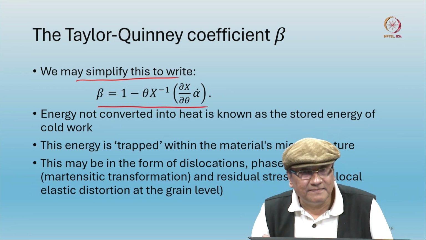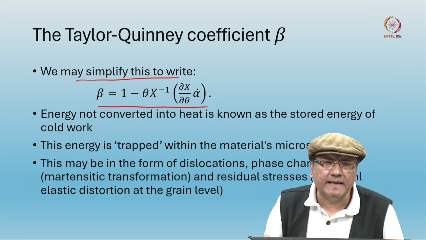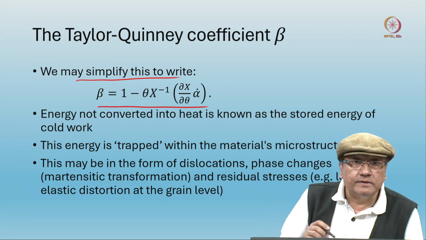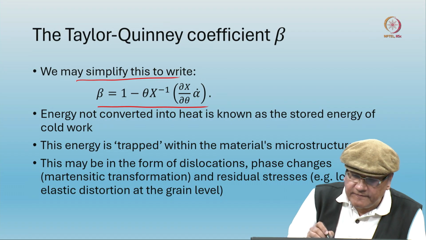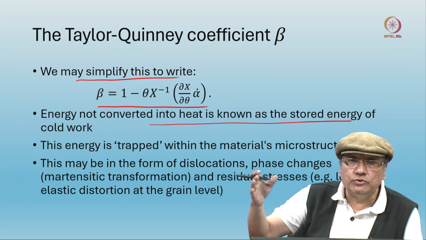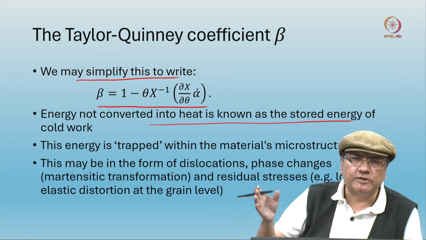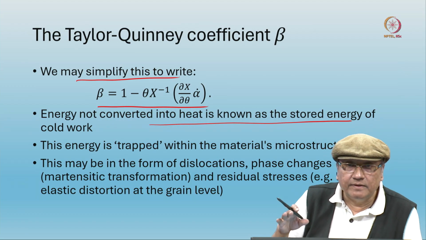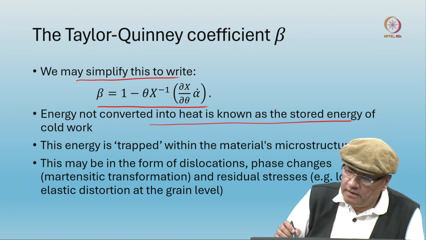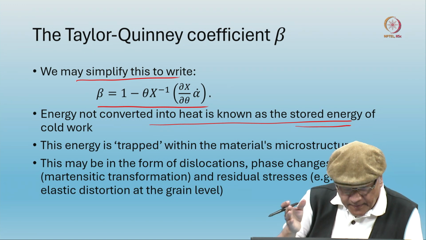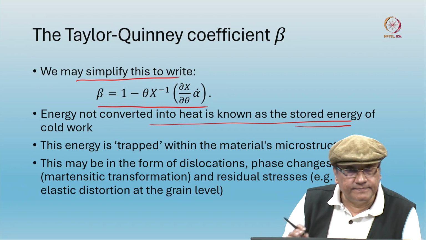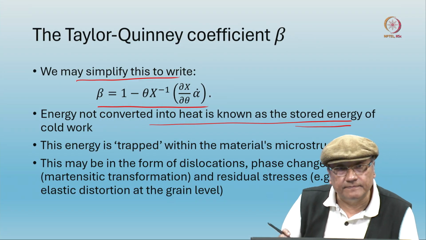Is it a constant? Many people think, as an approximation, you can treat it as a constant, which is probably not right. The energy which is not converted into heat and hence into dissipation in the form of temperature, varying from point to point and finally reaching a constant level, the part which is not part of this is called the stored energy of cold work. This is given by the thermoplastic effect.